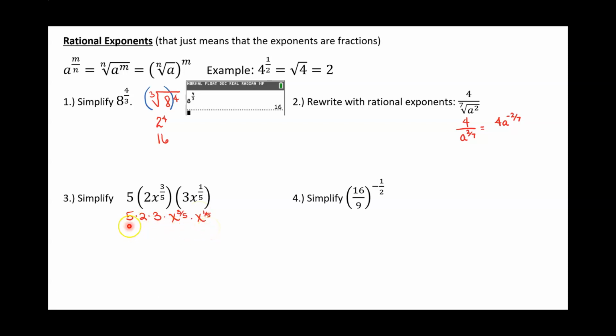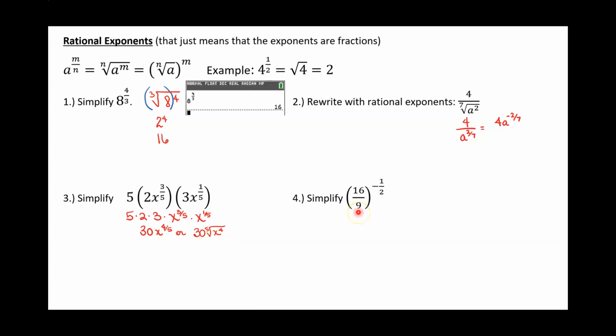All right. So over here, 5 times 2 is 10 times 3 is 30. And then when your bases are the same and you're multiplying, what do you do to your exponents? Well, you add them. So 3/5 plus 1/5 is going to give us 4/5. So we'll have 30x to the 4/5. Or if they told us that they wanted us to write that with a radical, then again, your numerator is your exponent, your denominator is your index. So we could write that as the 5th root of x to the 4th. Either one of those would be the same. All right, look at one more.